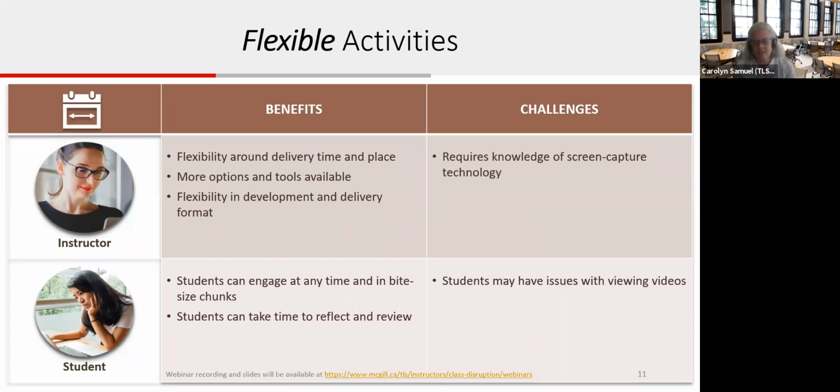So it might be a good idea to assign a task to accompany any kind of reading or viewing, so that students are actually obliged to engage with it. Okay, so let's move on.